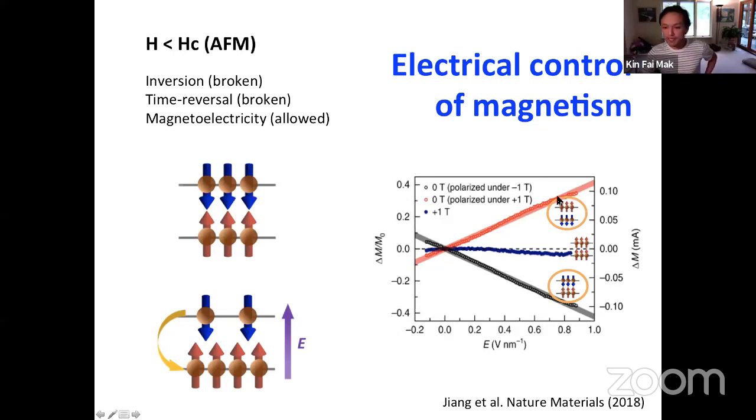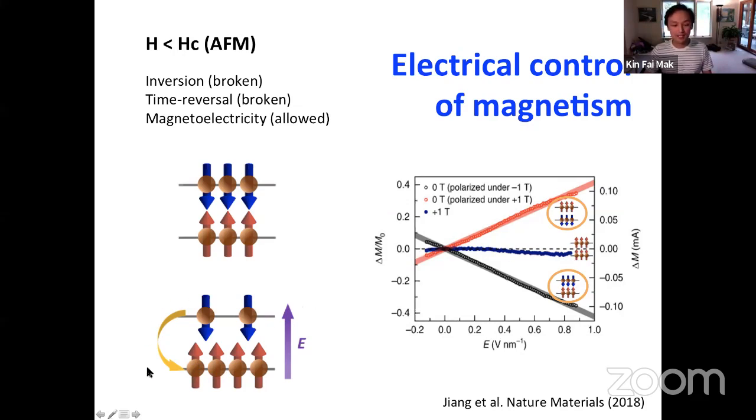For instance, let's begin with the antiferromagnetic states with the spins oppositely aligned for the 2 layers, either this state or that state, right? In this case, inversion symmetry is broken, time reversal symmetry is broken, so we expect a magnetoelectric effect. And indeed, we also have talked about a simple model based on charge transfer: you apply an electric field, the charge can move from the top layer to the bottom layer and flip the spin and generate the magnetization.